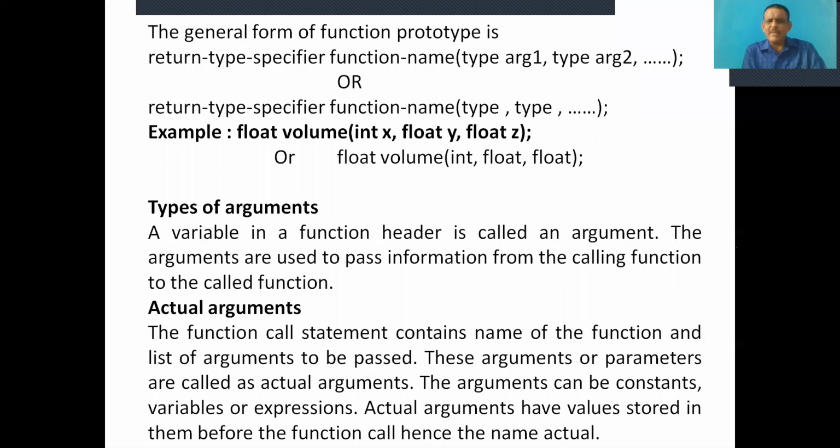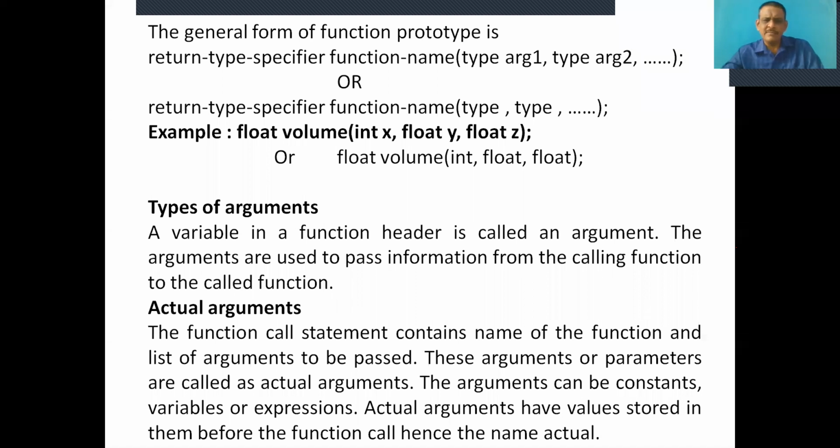These actual arguments have values stored in them before the function call. That's why the name is actual. It means when you declare that particular argument in the program, we have given an input value for it before using that variable as a function argument. Before using that argument as a function argument, the user has already given some input values for it. That's why they are called actual arguments.